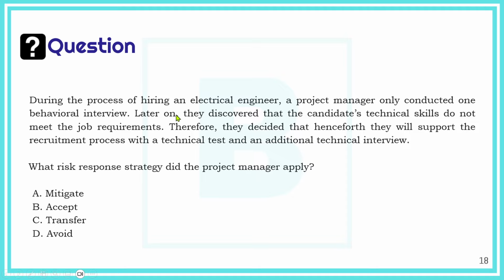So actually, the project manager did not accept the situation and say, you know what, I will continue with 1 round of interview. They did not transfer the hiring process to HR or somebody else, and did not avoid, did not say, I'm not doing hiring anymore. No, they actually tried to mitigate by reducing the probability of making the same mistake again by introducing more rounds of interviews. So actually what the project manager did is mitigating.